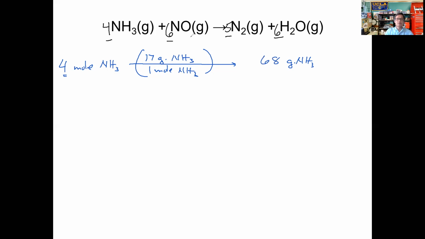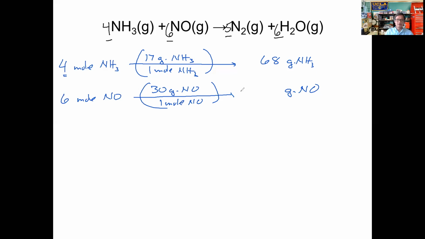All right, let's do the same thing for nitrogen monoxide. The coefficient here tells us that we start out with 6 moles of NO. We want to solve for the grams of NO, nitrogen monoxide. The molar mass of nitrogen monoxide is going to be 30: 16 plus 14, so 30 grams of NO for every 1 mole of NO. And then you plug that in, and you get 180 grams there.